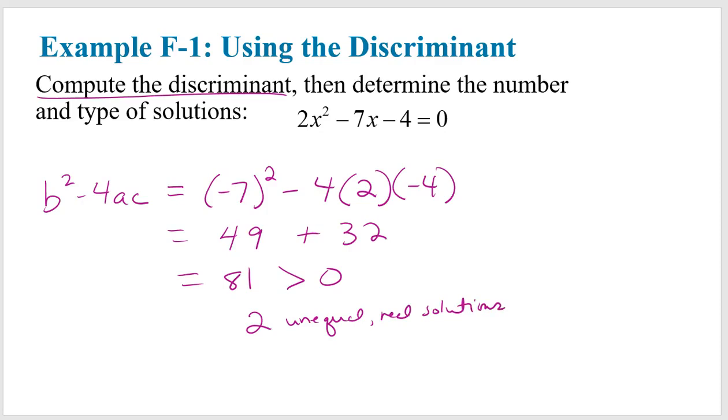Some books say that you should write it as rational solutions. I'm perfectly happy if you tell me that it's real. I don't need to know if it's rational. So go from there. All right, so notice, very simple. I found the discriminant, which was 81. I then used that information to tell me the type and number of solutions.